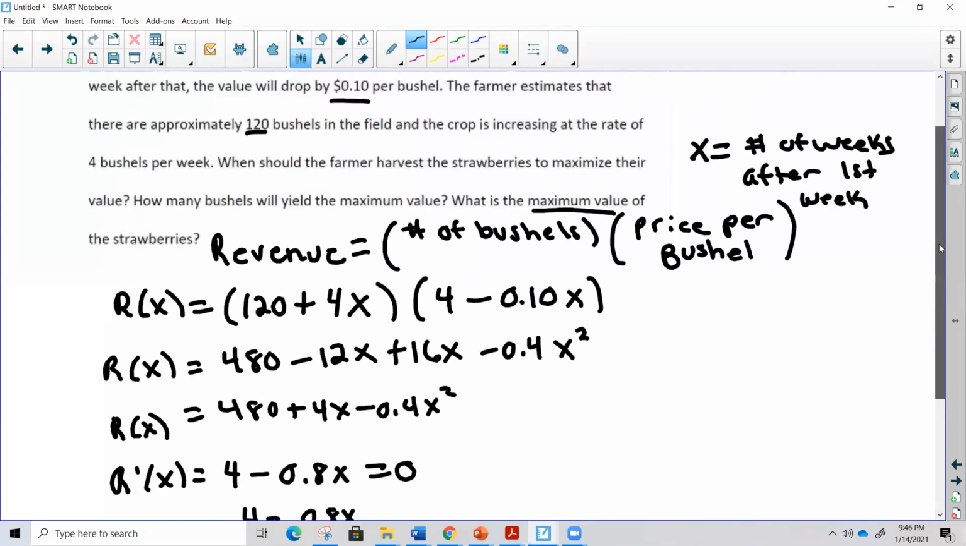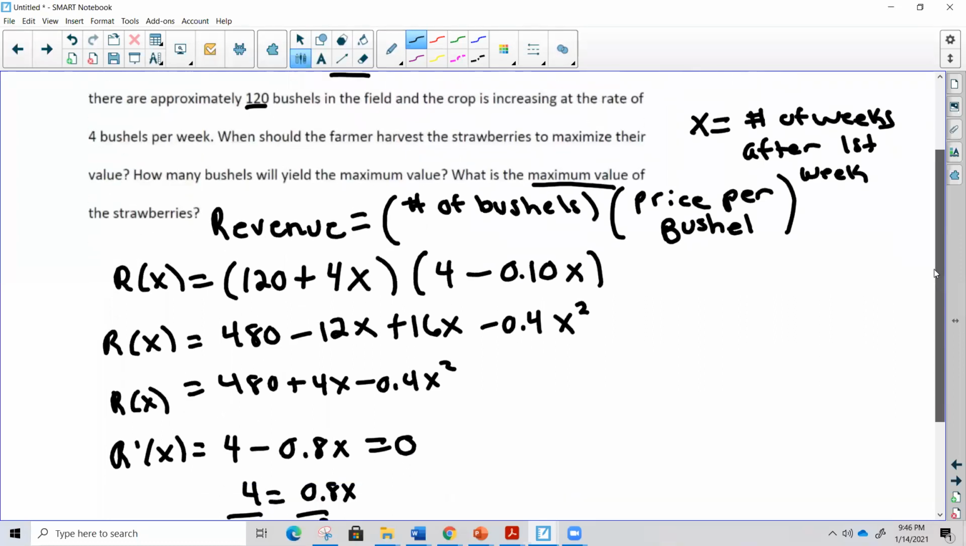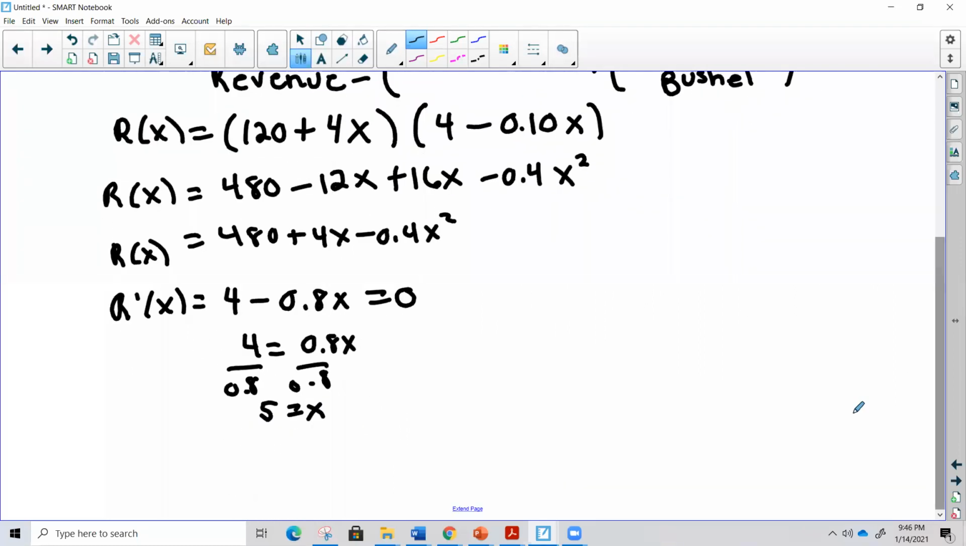So let's look at the questions. When should the farmer harvest the strawberries to maximize their value? Okay, so we would say he wants to harvest 5 weeks after the first week.